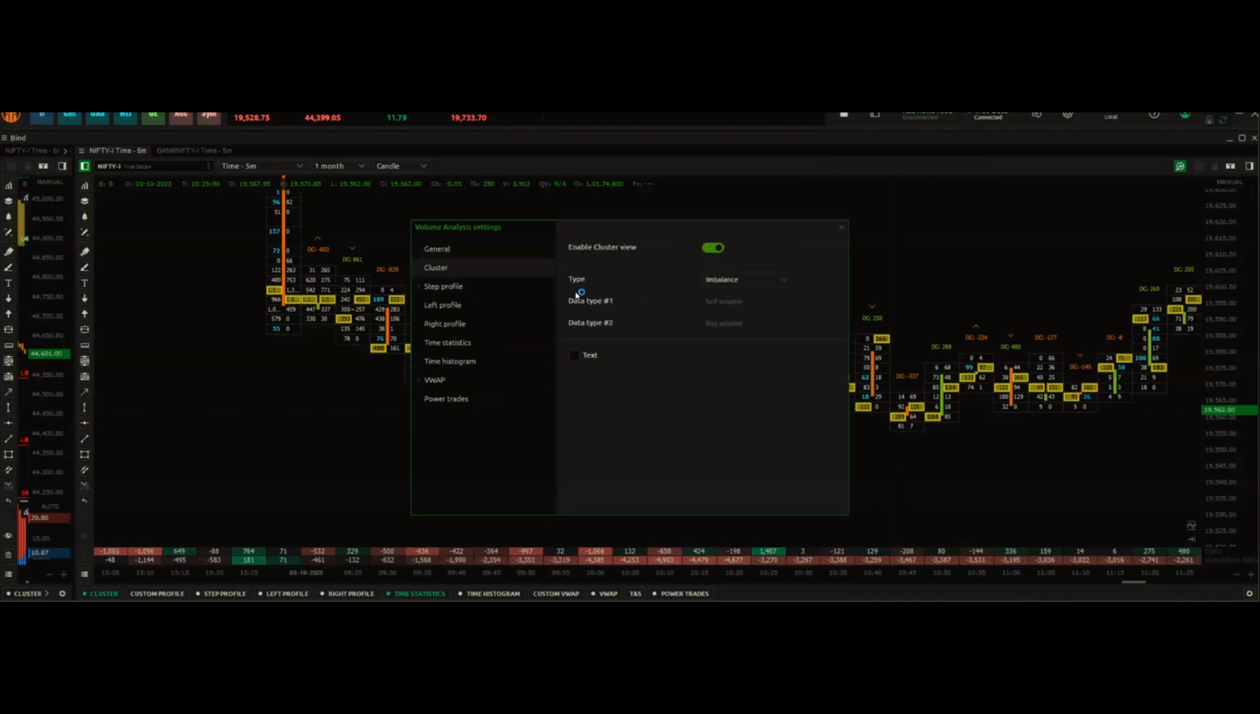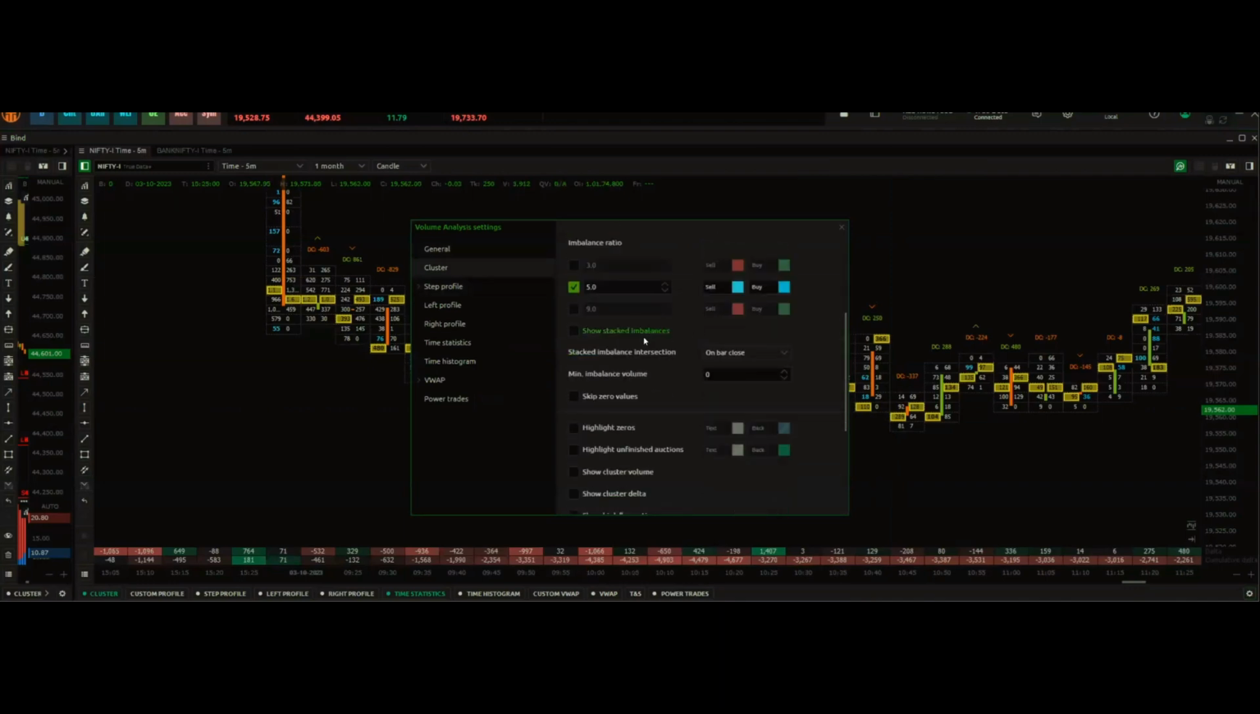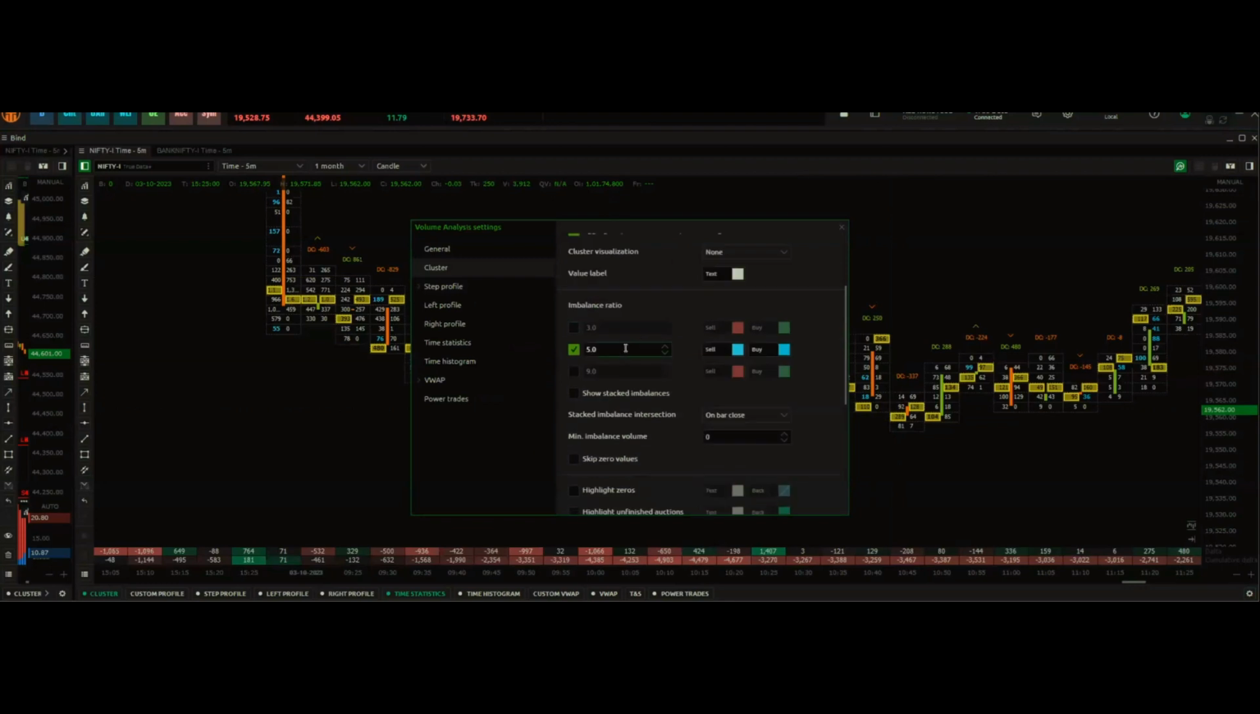So then I go to cluster. You will see a whole host of settings here. I personally prefer to use a 500% imbalance instead of the usual 300% imbalance. And imbalance basically highlights those specific order flow blocks. Each block in this case is for 60 ticks, which is 3 points.